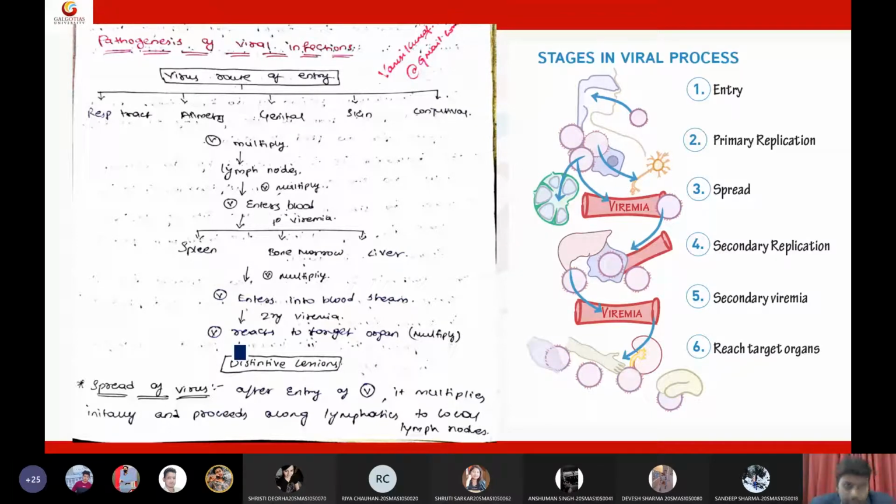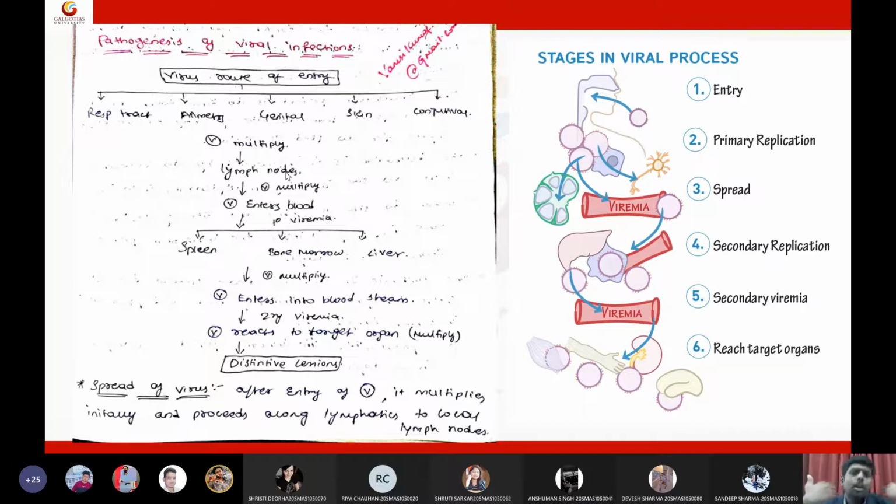Now, hepatitis has entered into the body. It will replicate in the primary site. So it will temporarily replicate in the urethra of the male or female genital region. First the virus will replicate, then upon replication it will gain access into the nearby lymph nodes.